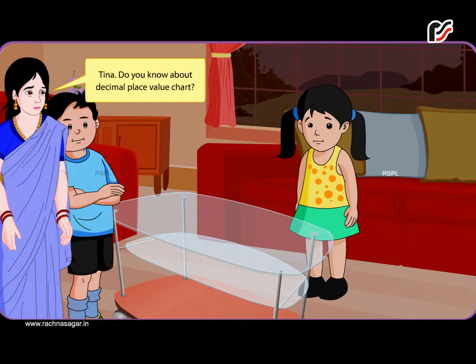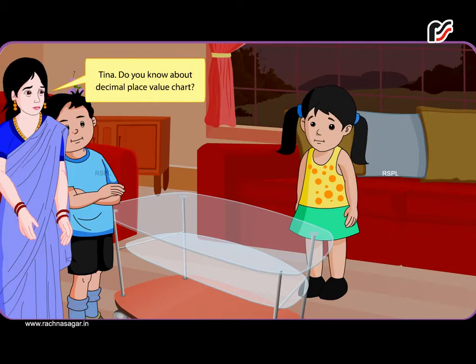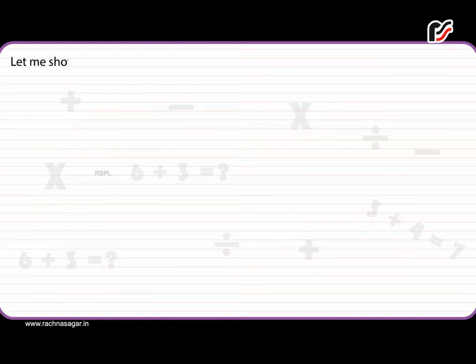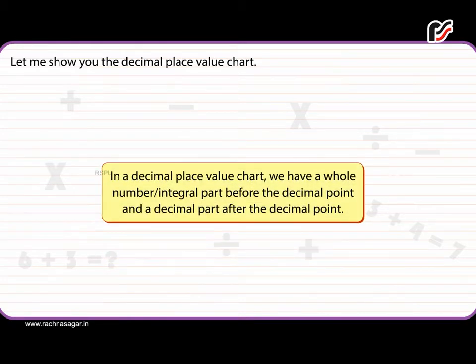Tina, do you know about the decimal place value chart? Yes, Mama. Just like the place value chart for whole numbers, we have a place value chart for decimals. Let me show you the decimal place value chart. In a decimal place value chart, we have a whole number or integral part before the decimal point and a decimal part after the decimal point.